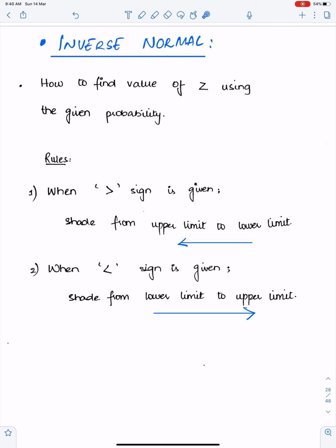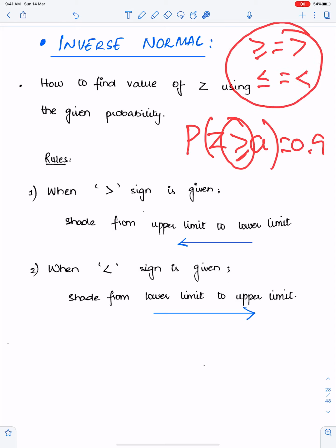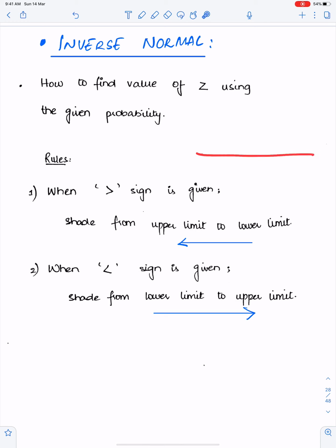This is one of the most important concepts of normal distribution. So make sure you understand this concept with good concentration. Now, greater sign. When we have greater sign, for example, if we have this situation, z greater than a is 0.9. Greater or greater equal, they both mean the same thing in normal distribution. In continuous distribution, these two signs mean same thing and these two signs mean the same thing. So don't worry about these things. So when we have either greater sign or greater equal sign, then we shade from upper tail to lower tail. We shade in this way.